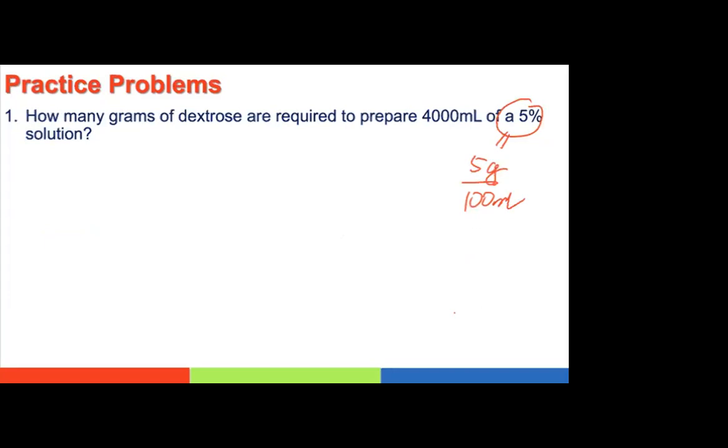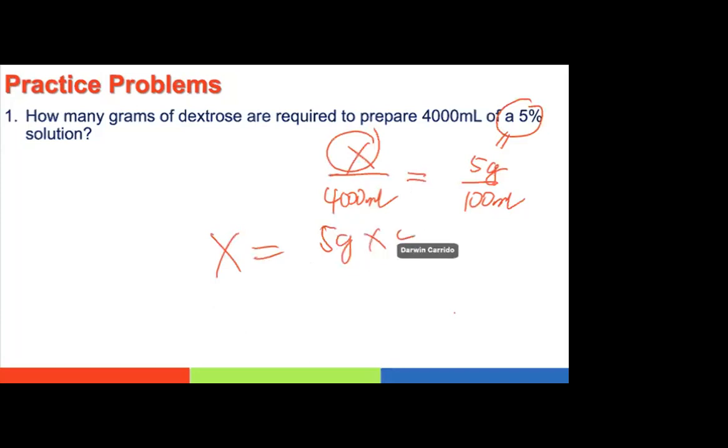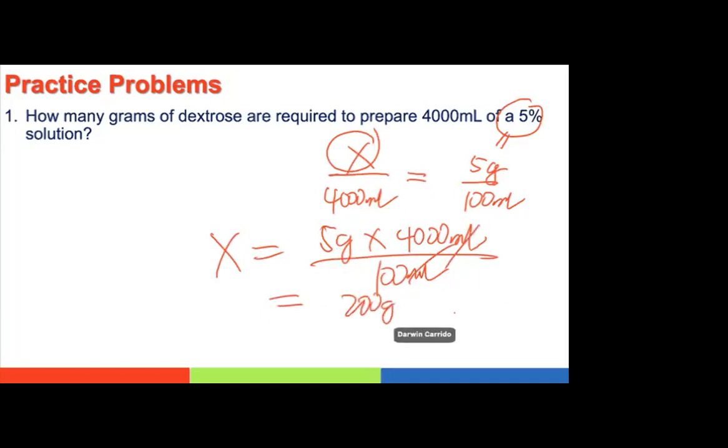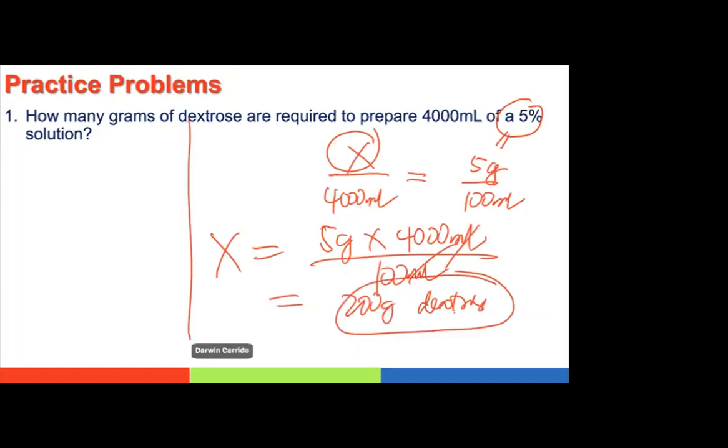So, equate lang natin yan, x over 4,000 ml, because you are looking for the number of, or the weight of dextrose. So, what is x? Grams. So, 5 grams times 4,000 ml divided by 100 ml. Cancel out the same unit. The answer is 200 grams of dextrose. If you want to use ratio and proportion technique or dimensional analysis, it's okay.